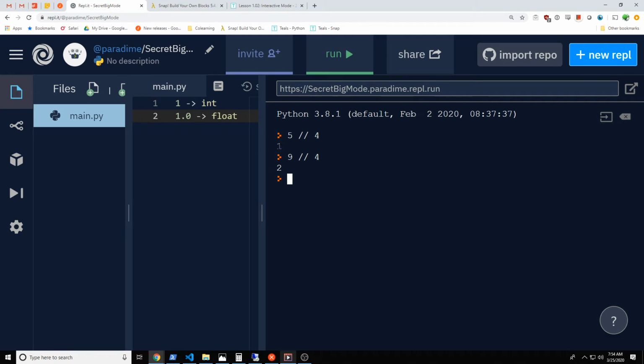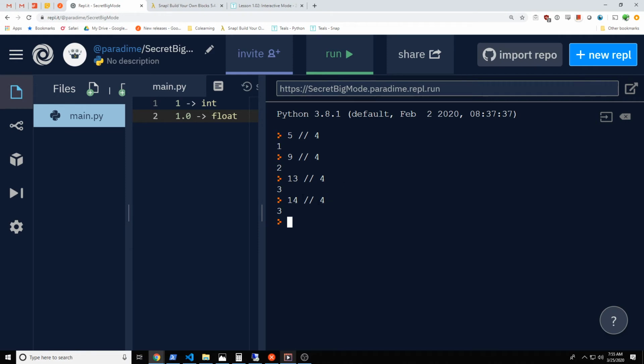Seems like it's just the, because if it was the number left over, this would also be 1. So let's do one more. Let's do 13 divided by 4. Let's see if I do 14 double divided by 4. It gives us 3 again.